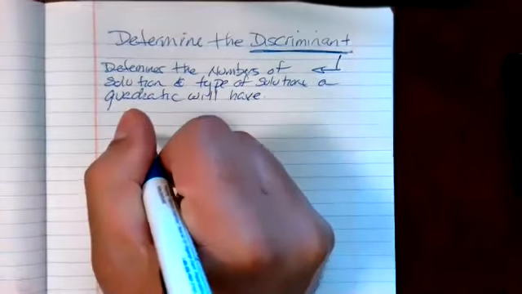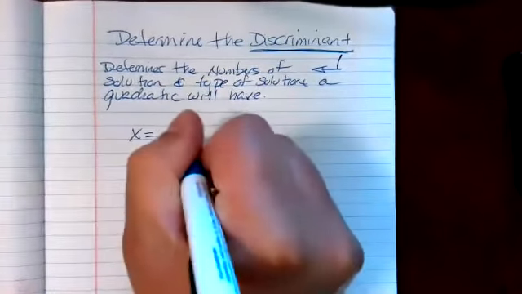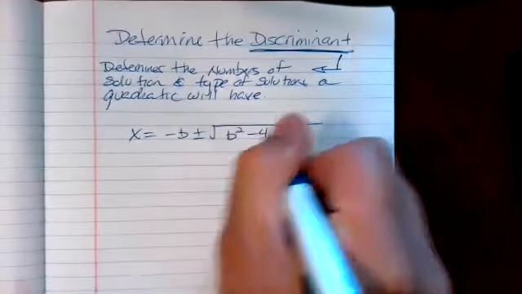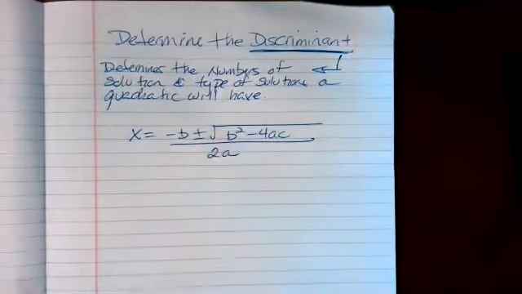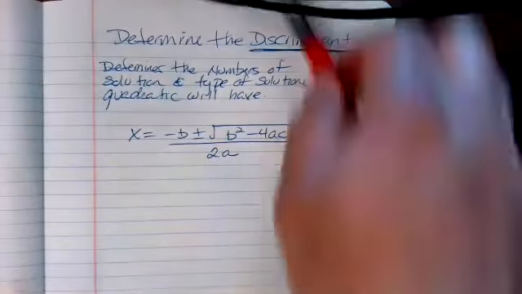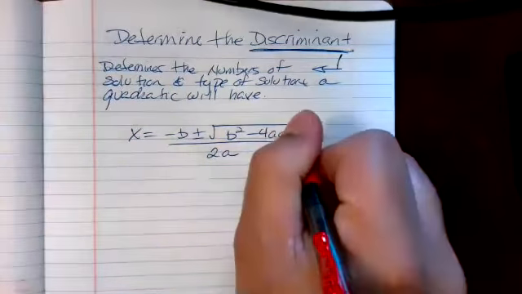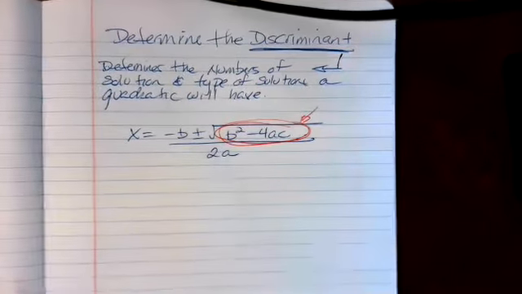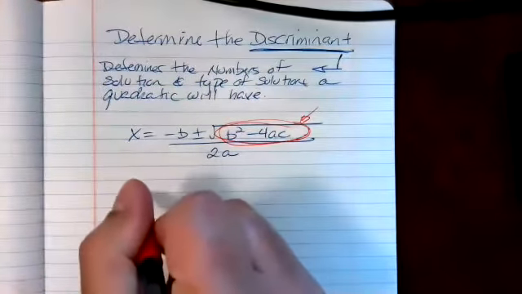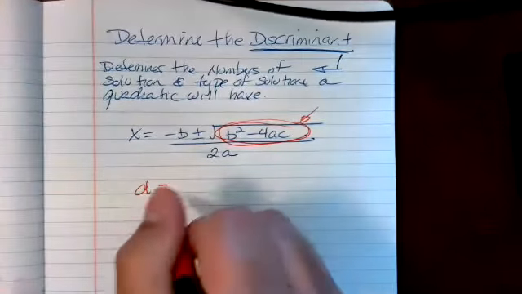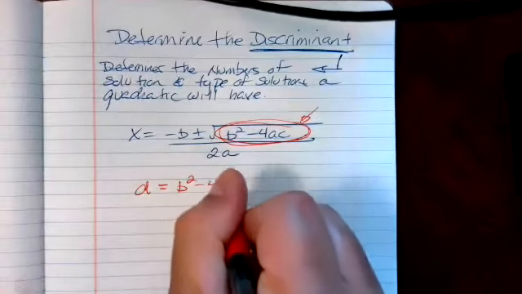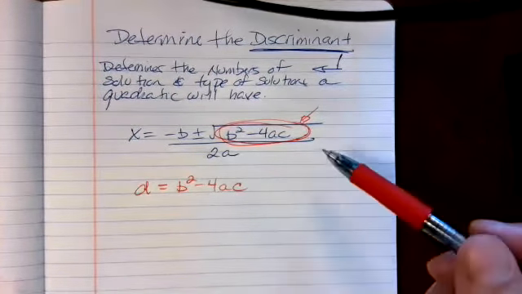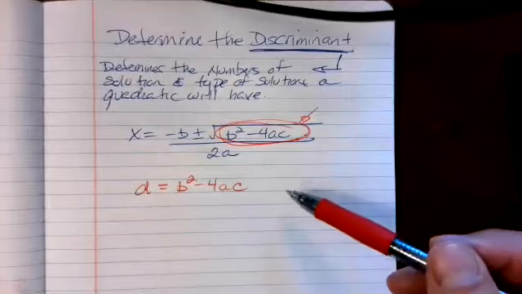So you know the quadratic equation, x equals negative b plus or minus the square root of b squared minus 4ac all over 2a. Well, this value is your discriminant. D, the discriminant, is equal to b squared minus 4ac. And this value determines the number of solutions and the type of solutions.